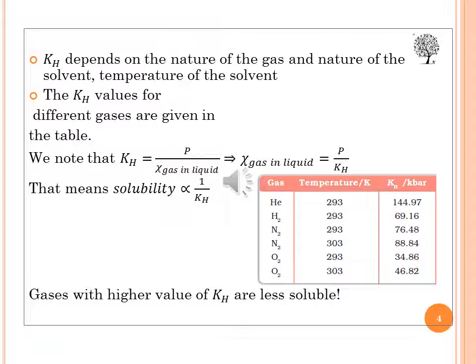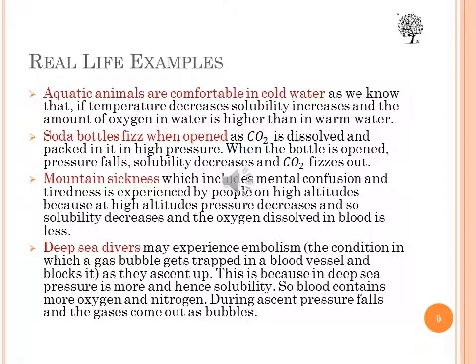If you note, the Kh value is inversely related to solubility. Kh is equal to P divided by mole fraction. So from that I can say that solubility, or mole fraction, is inversely proportional to Kh. So what can I understand from that? If solubility and Kh are inversely related, it means if you have a higher Kh value, the solubility will become lesser.